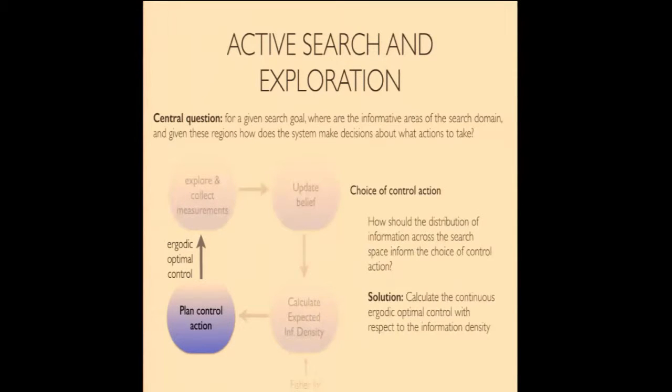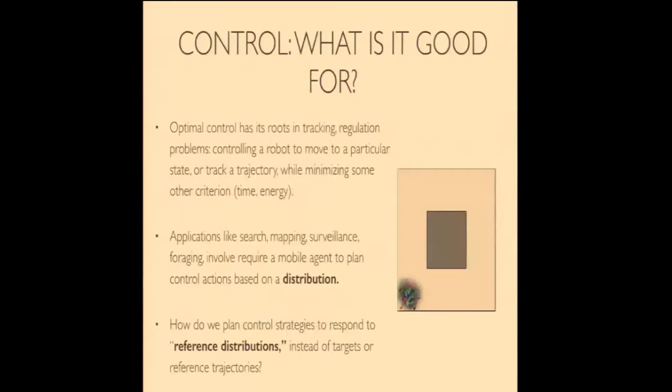But the work that I'm coming in with, my thesis work, is mostly on this planning control action step. So assume we have some sort of expected information, some sort of density function. We want to be able to do something with that to collect further information. So this is one little chunk of this closed-loop big picture idea.